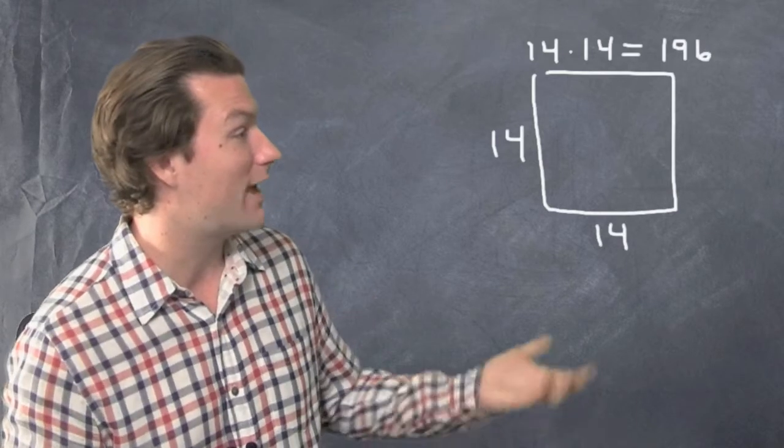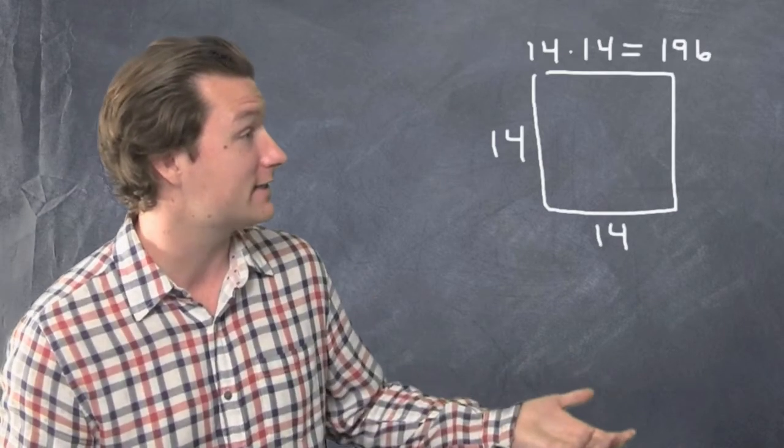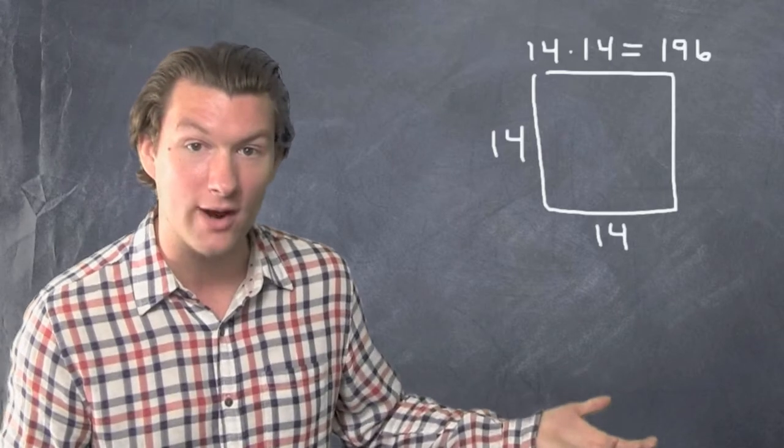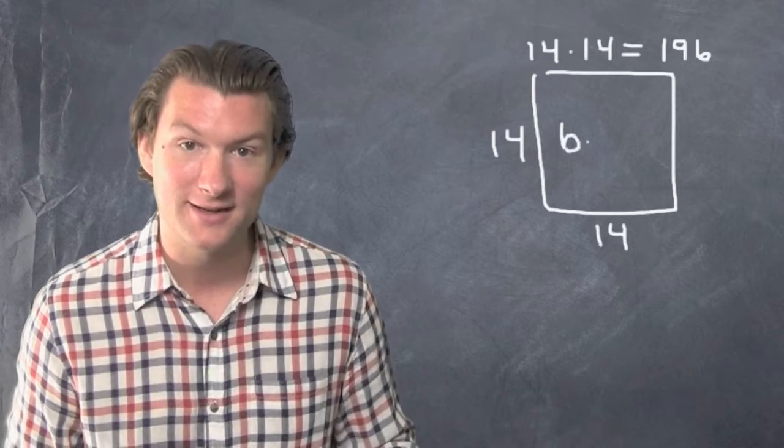So the area of this square would be 196. That's how we find the area of a square, multiplying the base times the height.